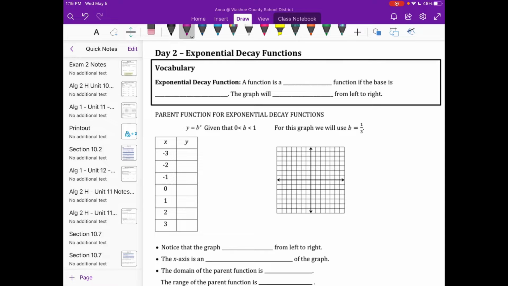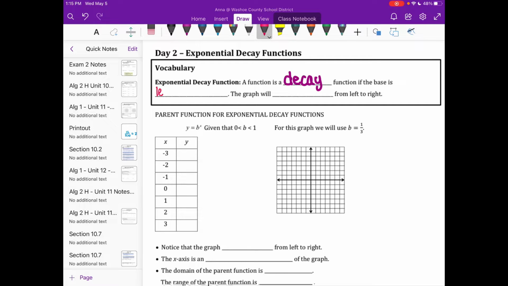One more time this semester, we're going to do some decay functions today. So Mrs. Roby did the growth functions. I'm going to do the decay, which honestly, I'm just kind of doing the opposite of what she's doing. So a function is going to be a decay function. So let's put that in the first blank, decay.